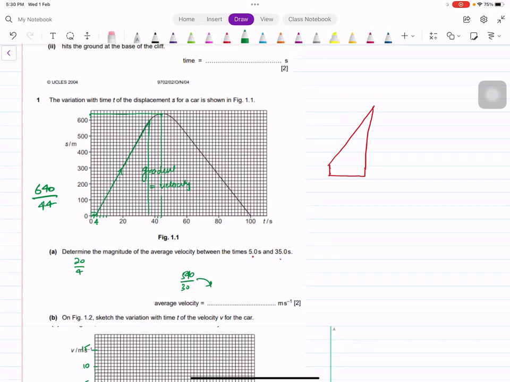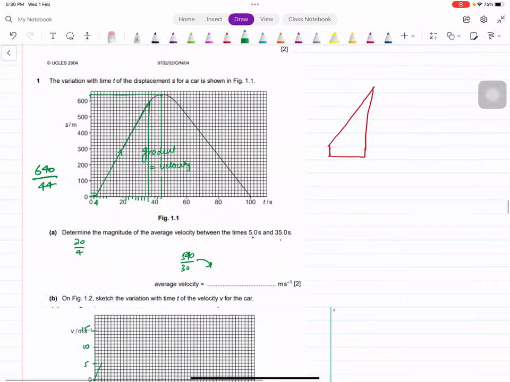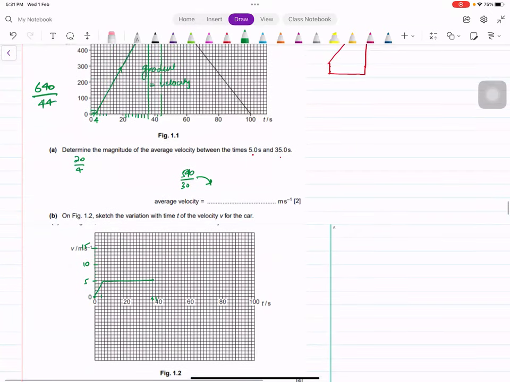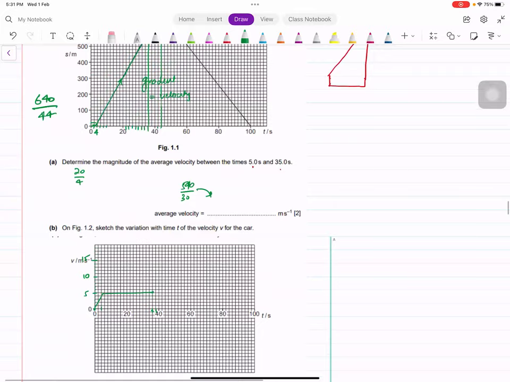Till the next 36 seconds, like here, it stays constant. It goes up, it stays constant. Do you guys understand this? Till here. So why is it constant?